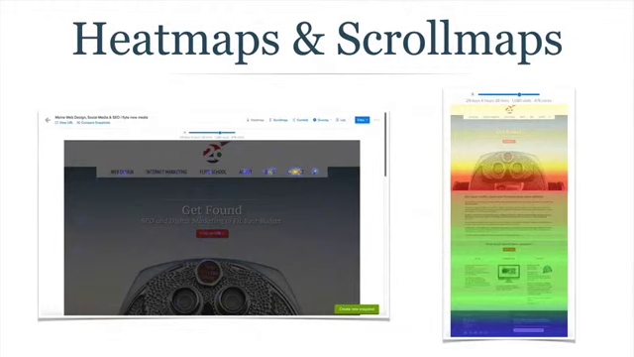You can take it a step further with some of the Heatmaps and Scrollmap tools out there. These are usually paid tools, unlike Google Analytics. This is from Crazy Egg, and so we see some Heatmaps and Scrollmaps to the right. So on the left, we can kind of see where people have been clicking on different pages on our website. And on the right, we can see how far down the page people are scrolling before they give up. So this will also give you a lot more information about how people are using your website.